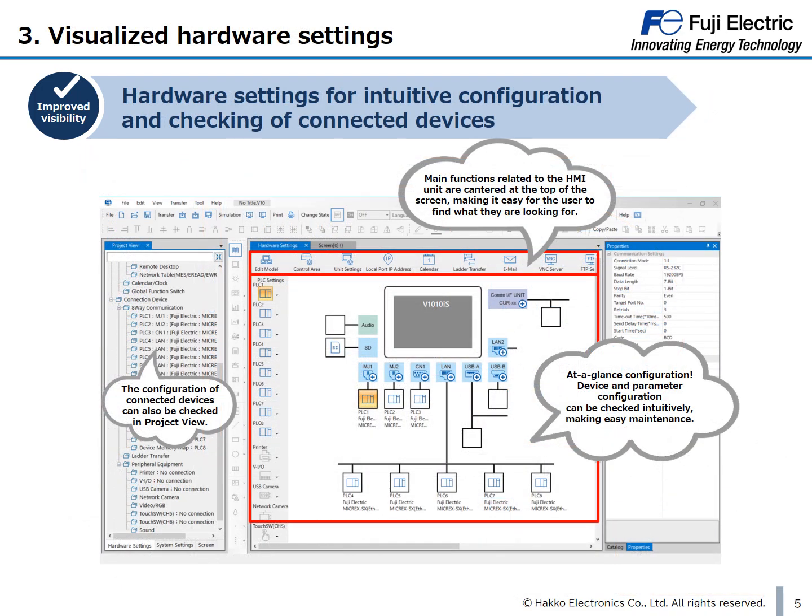Next, we will introduce the visualized hardware configuration. In addition to displaying the configuration of connected devices in hierarchical tree form in the project view, you can also display it graphically in the hardware settings, so the device configuration is clear at a glance and intuitive operation is possible. In addition, the main functions related to the HMI unit are concentrated at the top of the screen, so users do not get lost.